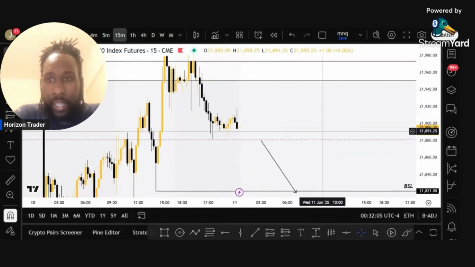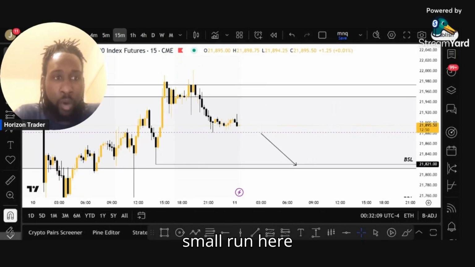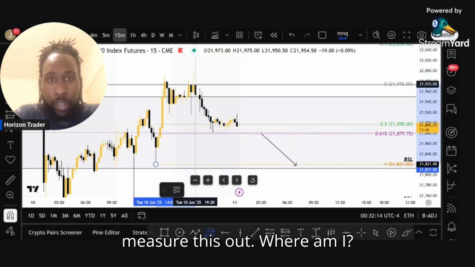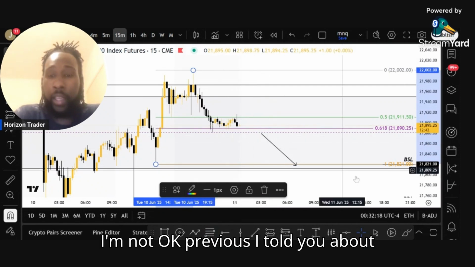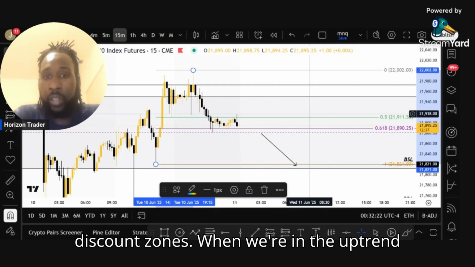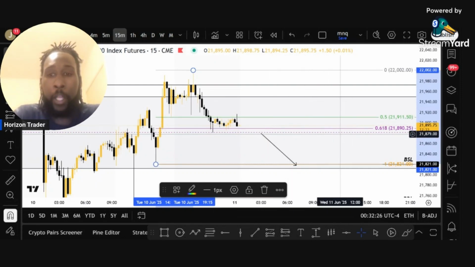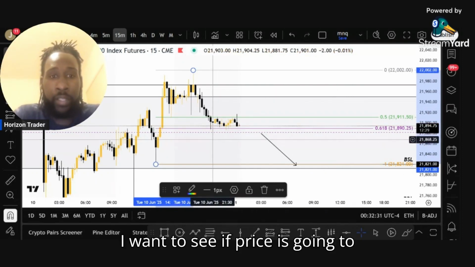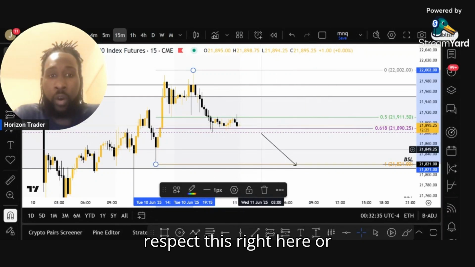Okay. Let's measure out this small run here. Measure this out. Previously, I told you about discount zones. When we're in the uptrend, it would be this 618 level. Equilibrium is the 0.5 level. I want to see if price is going to respect this right here or move lower.